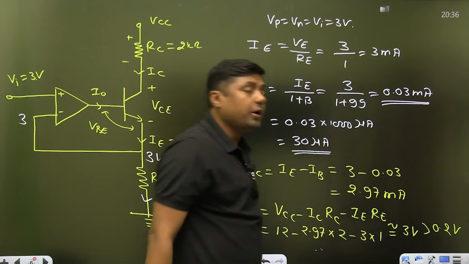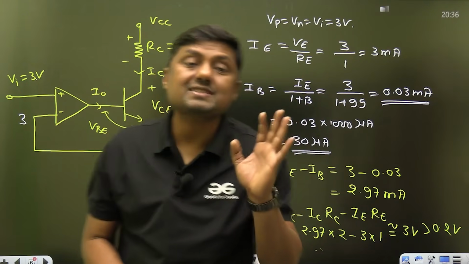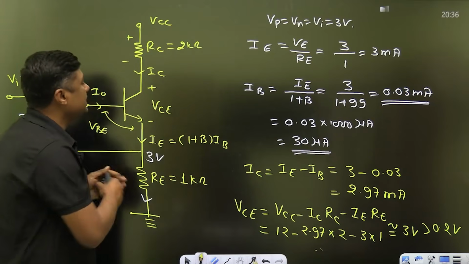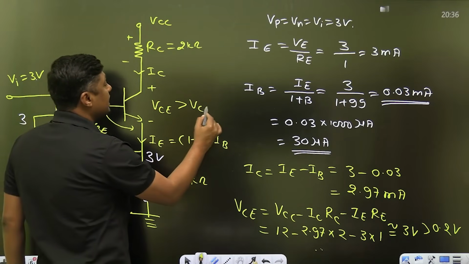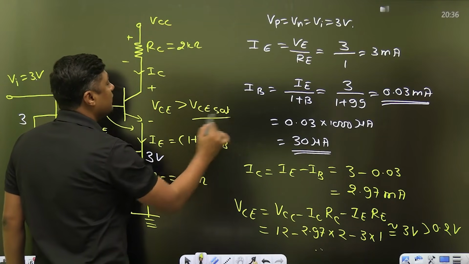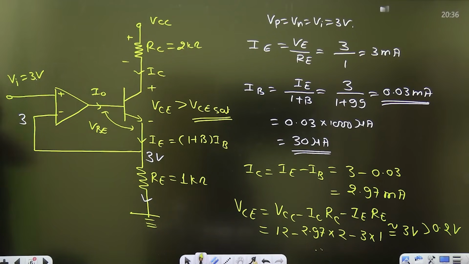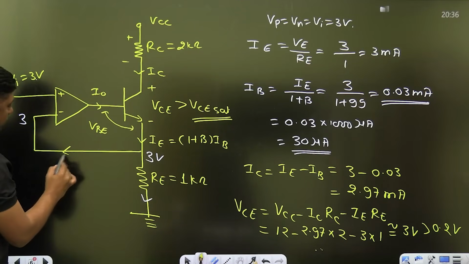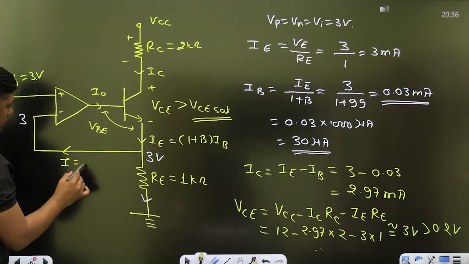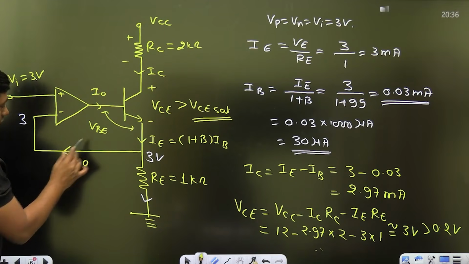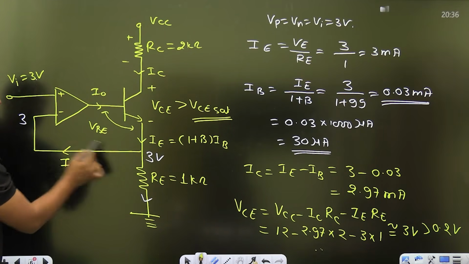What is this 0.2 volt? It is the value of the VCE sat. It should be greater than the VCE sat value. Otherwise the transistor will be in saturation. Then we have to change the formula. We have to change the formula, guys. Right? So the operational amplifier actually provides you the negative feedback. Negative feedback. Now the current entering the operational amplifier is 0.